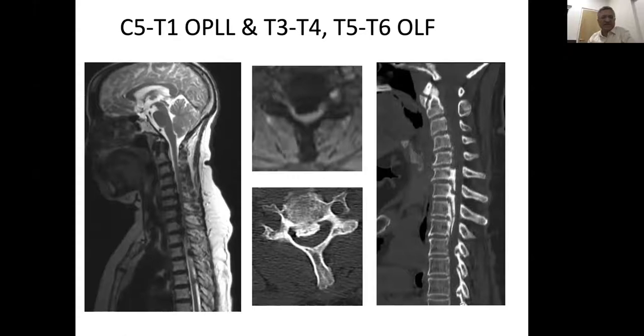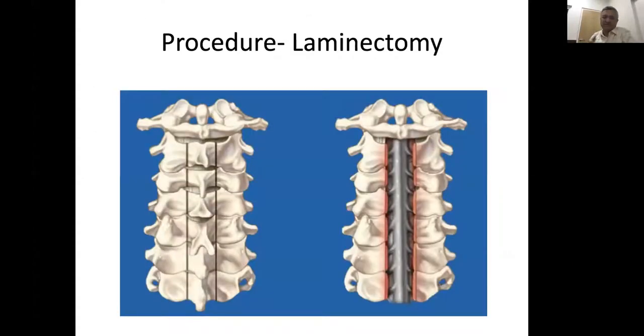But as you can understand, it's a surgery of greater magnitude. You cross over the cervicothoracic junction, it needs instrumentation, and any osteotomy can add to an excess of blood loss. This is taken from the ultrasonic literature, and this is what you do.